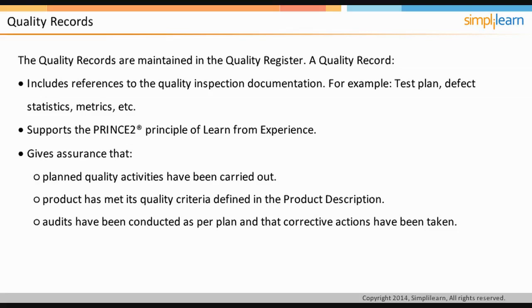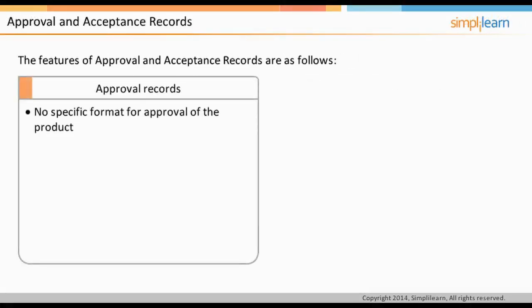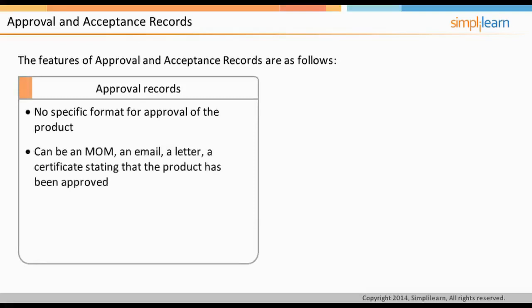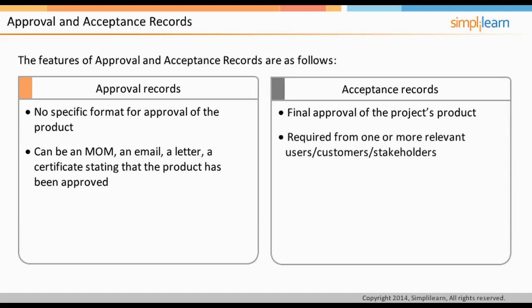In the following screen, we will look at approval and acceptance records. PRINCE2 does not specify any format for approval records. It may be in the form of minutes of meetings, an email, a letter, or a certificate stating that the product has been approved. Acceptance records are for the final approval of the project's specialist product. It may be required from one or more relevant users or customers or stakeholders.